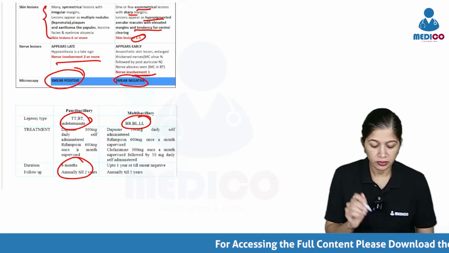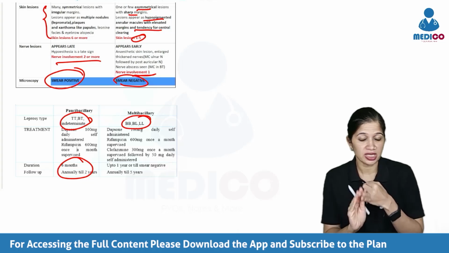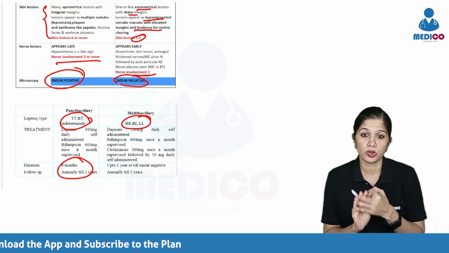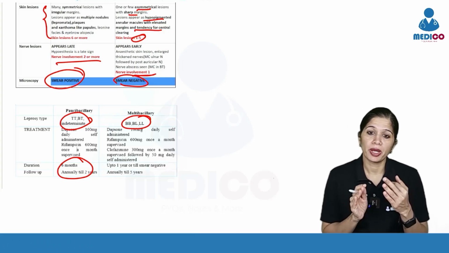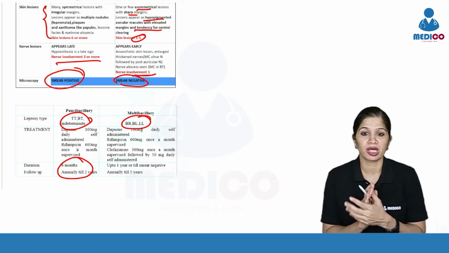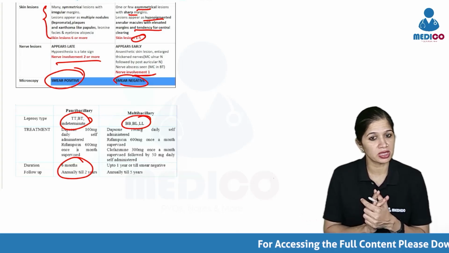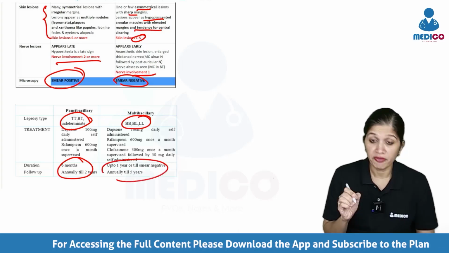Whereas if it's multibacillary, there is dapsone and rifampicin, same as in pauci, along with clofazimine 300 mg once a month supervised and 50 mg daily self-administered. And the follow-up has to be done for 1 year or until it becomes smear negative. The duration is for 1 year or until it becomes smear negative, and the follow-up has to be done annually up to 5 years.